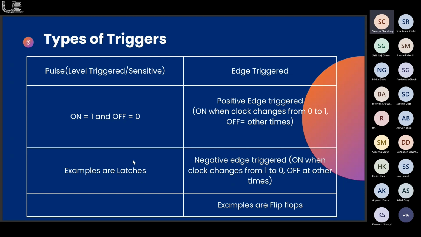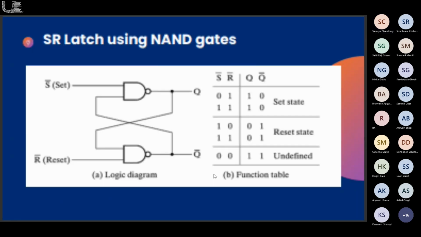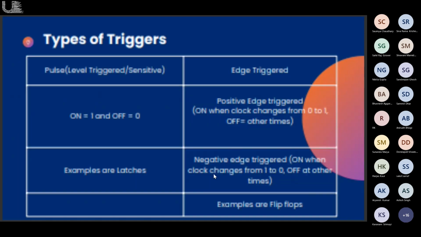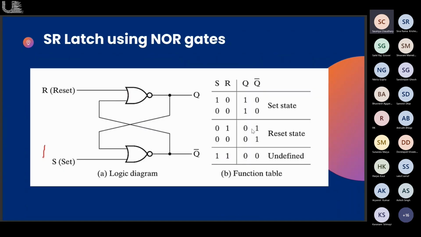So nothing will happen whatever input you give. The example is the latch, as I already told you, and the edge triggered. Edge triggered is of two types: positive edge triggered and negative edge triggered. When the clock goes from 0 to 1, it is a positive edge trigger, and when it falls from 1 to 0, it is a negative edge trigger. The examples are flip-flops, which can be positive edge triggered as well as negative edge triggered. So there are two types of flip-flop. Now we will study the latches.